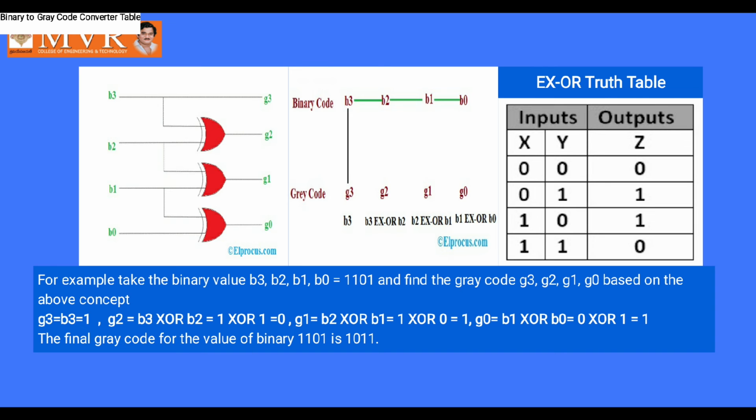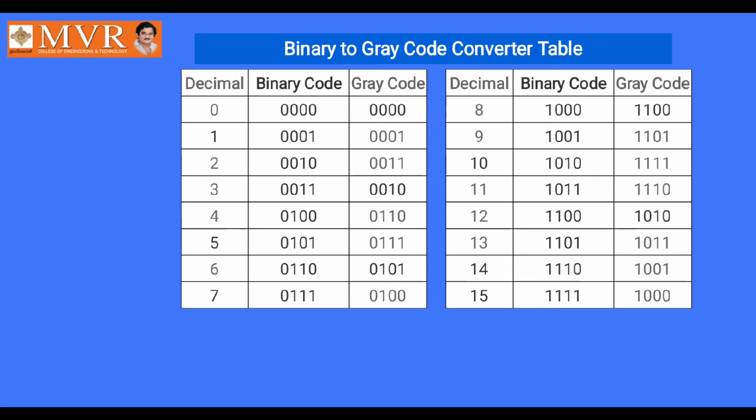I am just briefing out the formula behind generating gray code. You can apply it to any binary code, and you will get its equivalent gray code. You take from the previous table whatever binary codes are given, take any example and apply this formula, you will get its equivalent gray code.